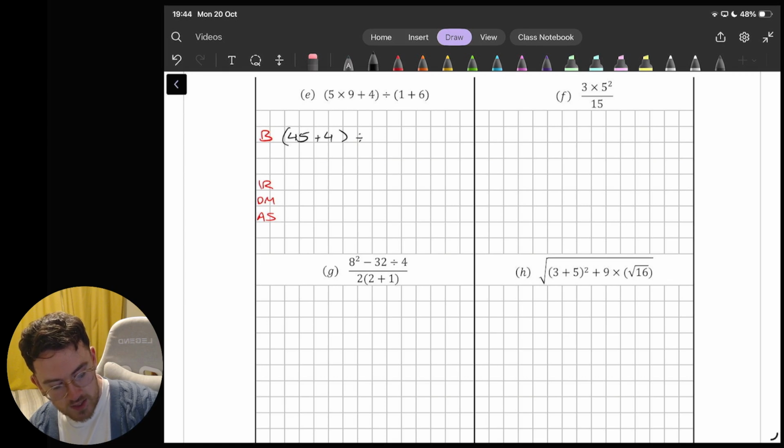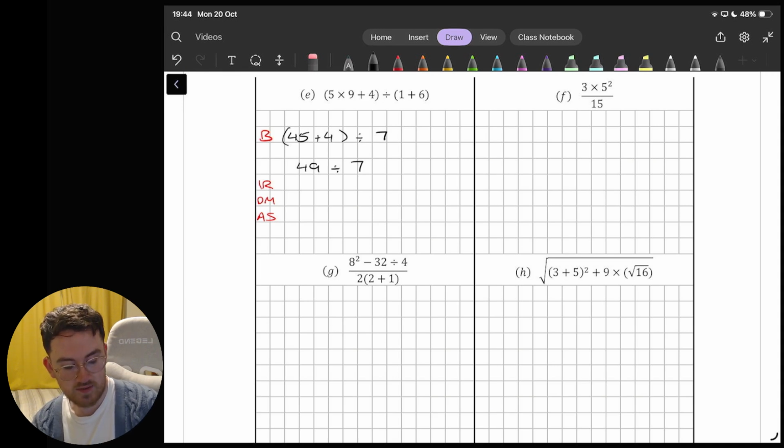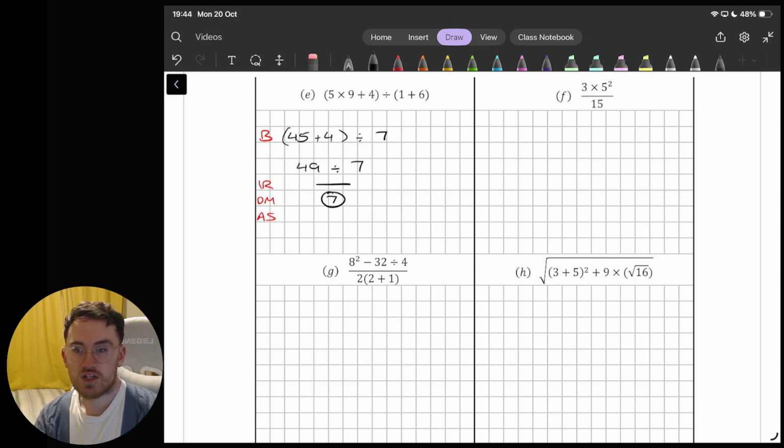And in the other bracket, it's 1 plus 6, which is 7. 45 plus 4 is 49, of course, which needs to be divided by 7. I have no indices or roots. Now I'll do my division, which is 7, and that is my answer. We can see how there were 2 steps to be done inside the first bracket there, and we followed the same order. We still started with the multiplying and then did the adding.